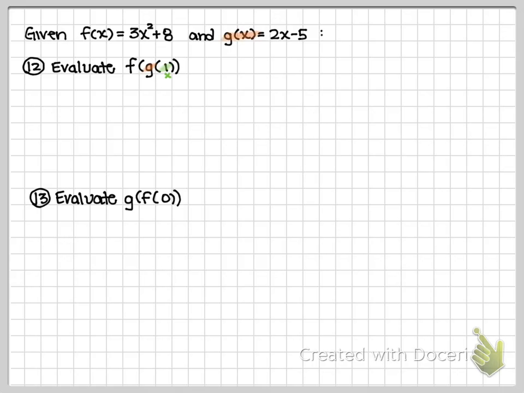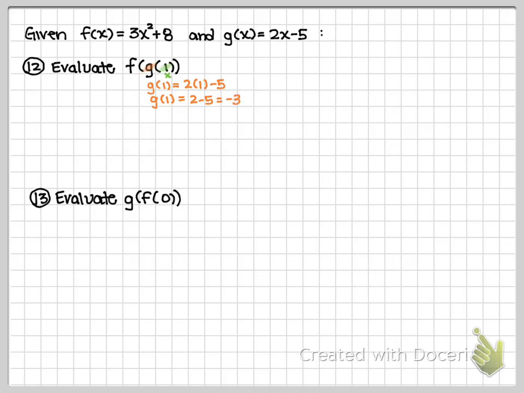Everywhere I see an x, I'm going to cram a 1 into it. So the first thing I'm going to do is I'm going to do g of 1. So start deep. I haven't even looked at the guy on the outside yet. G of 1. So I'm going to go to my g function. Everywhere I see an x, I'm going to cram a 1 in. And then I'm going to do the math. So g of 1, that's 2 minus 5. That's equal to negative 3.